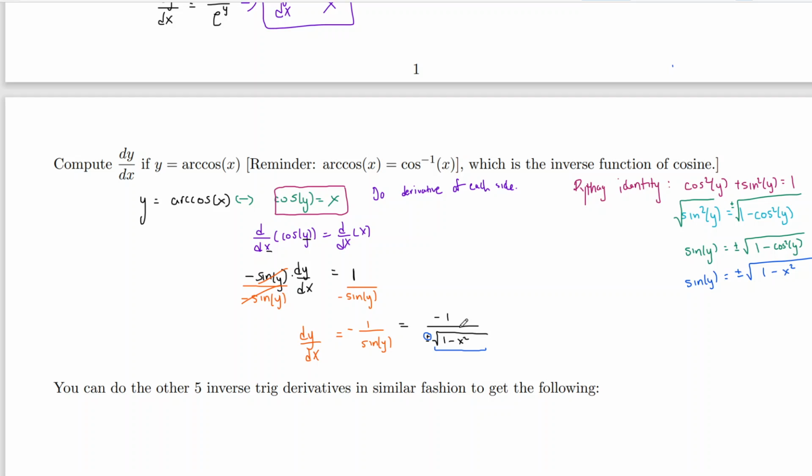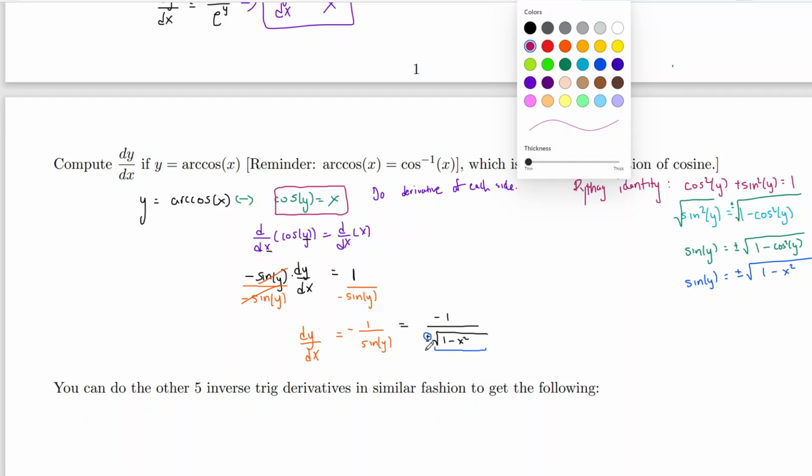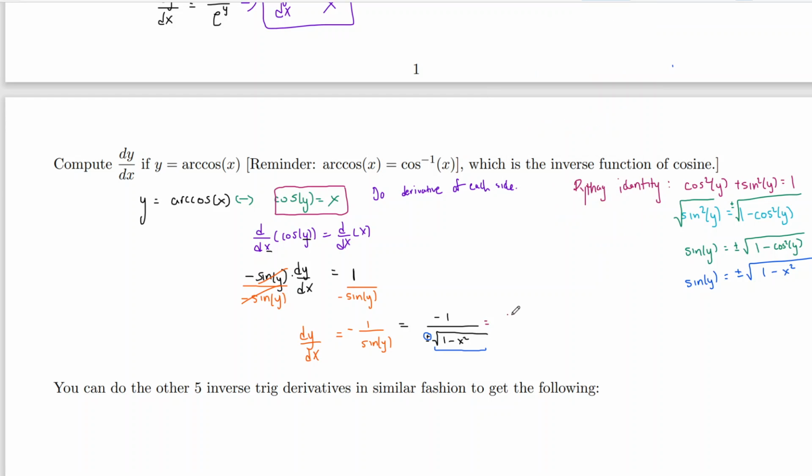Yes, some high level stuff here, a lot of thinking. This one's much harder to do from scratch than the natural log, but I just wanted to show you why it's also positive, and there's not really a plus or minus there in the formula. We choose the plus, we get -1 over plus, which we don't normally write, so I'm not going to write it. And then we have the square root of 1 minus x squared. And this is the derivative of arc cosine, or cosine inverse of x.